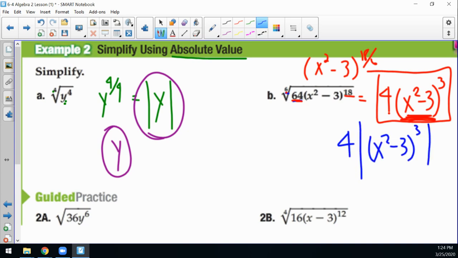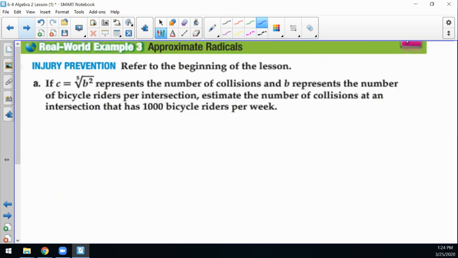And again, my personal preference is to not use absolute values, okay? So in the guided practice problems down here, I'll probably use absolute values so you get in the habit of using it. But if you don't, it's no big deal, okay?